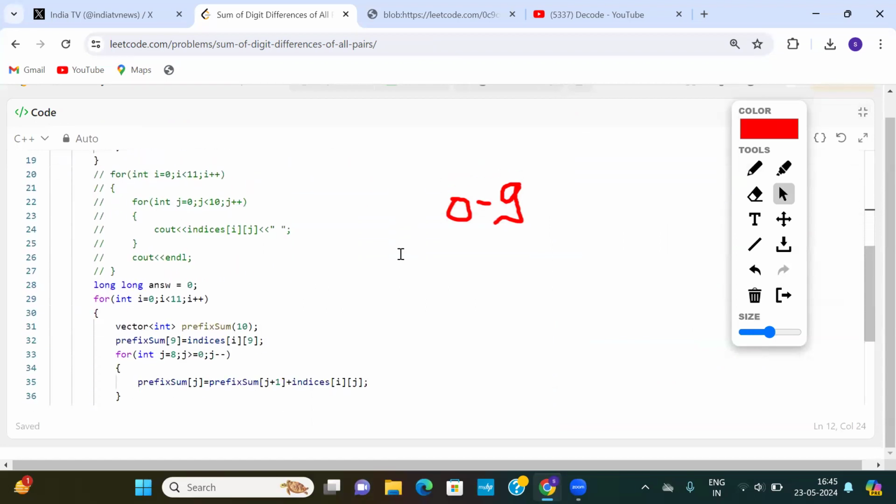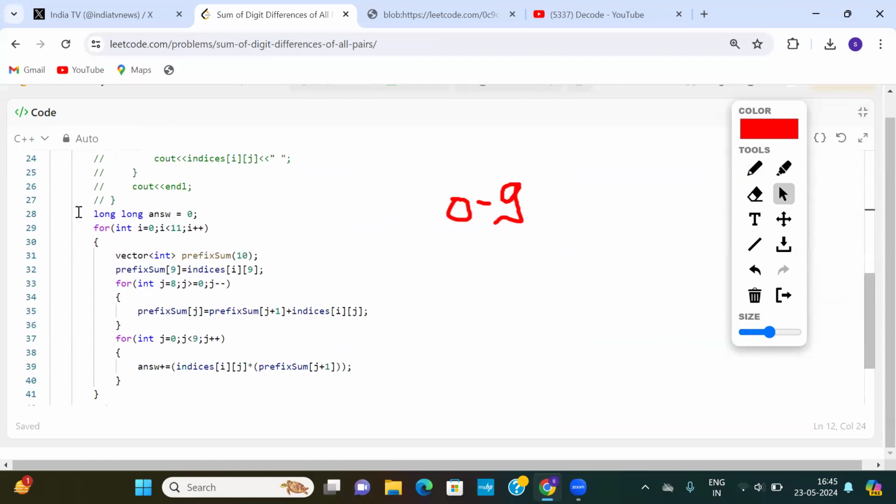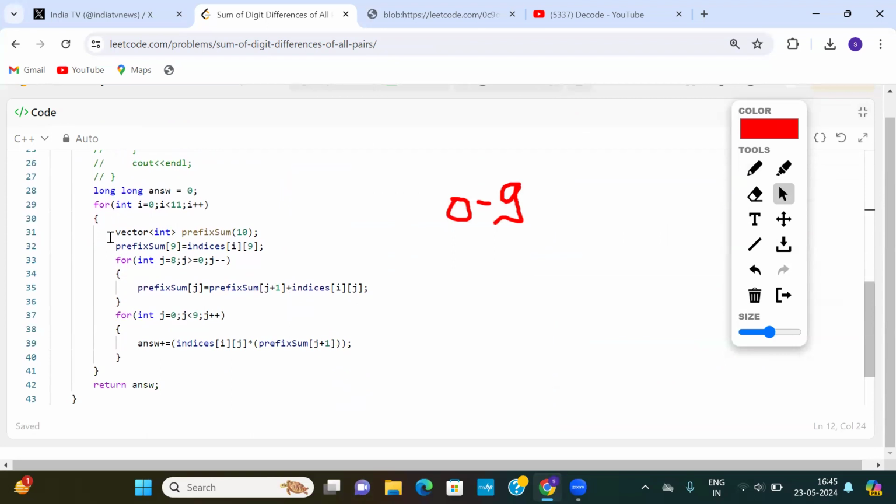What is happening is, we have initialized one vector answer to store our answer. For int i equals 0, i less than 11, i plus plus. Why less than 11? Because the size of the vector is 11. I already told you that 10 raised to the power 9 can consist of a maximum of 10 digits. So that's why we have taken the size as 11. Vector prefix sum of size 10.